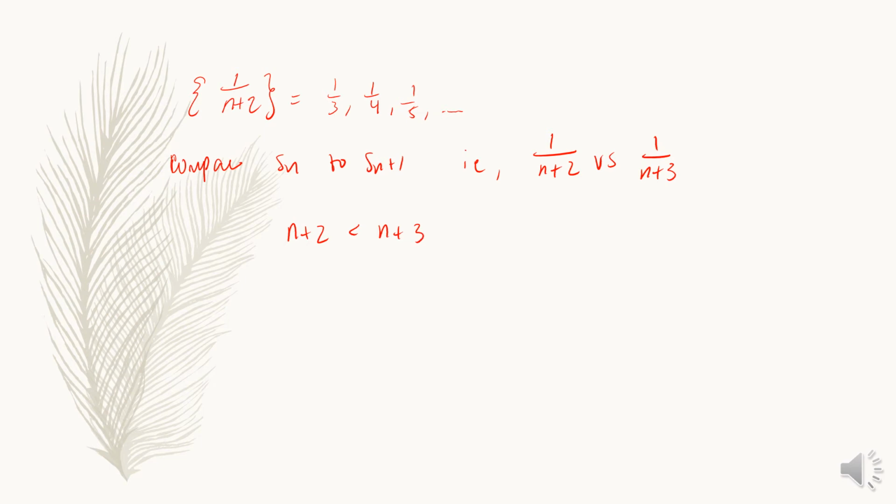And then if I take the reciprocal of both sides, you're going to have to flip that inequality. So now 1 over n plus 2 is greater than 1 over n plus 3. It's kind of like saying, 2 is less than 4, but 1/2 is greater than 1/4, if you want to think of it in terms of numbers. So what this showed me is that Sn is greater than Sn plus 1. So if you go back to our list there, if the next term is getting smaller, that means that my sequence is decreasing.